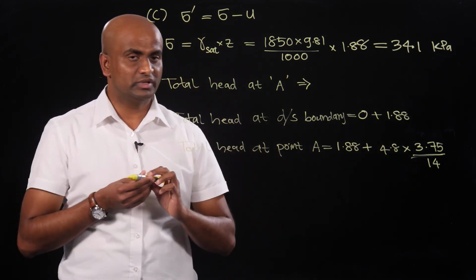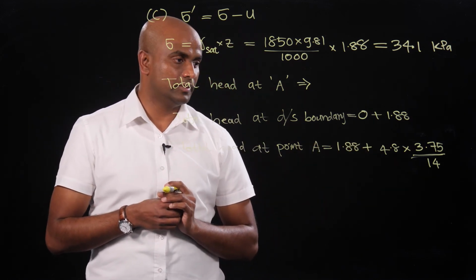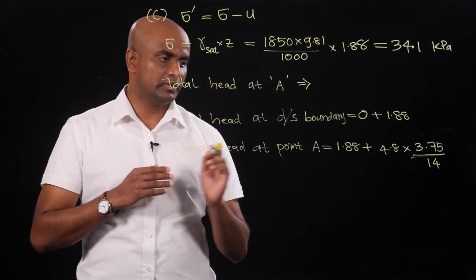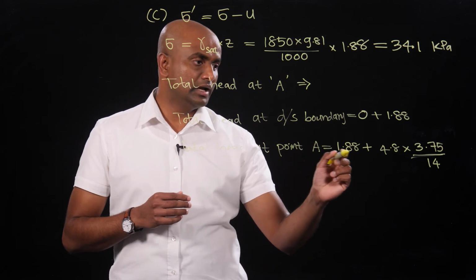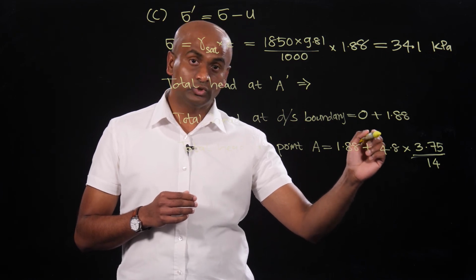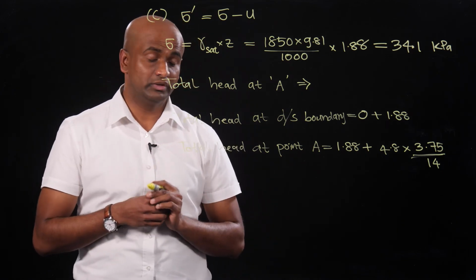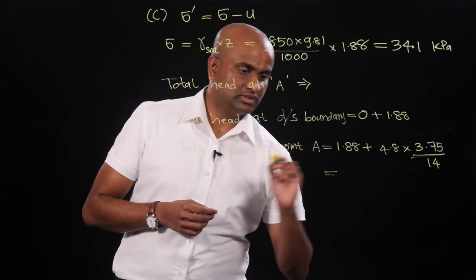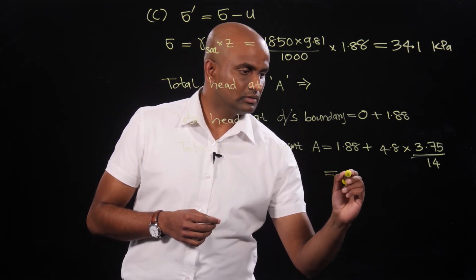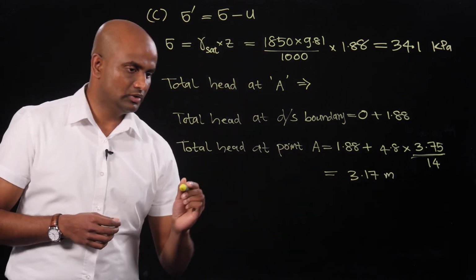Since we are calculating from the downstream side, it has to be added to the downstream total head. We could have done it the other way from the upstream side as well. You could have calculated the total head at the upstream boundary and then deducted the number of equipotential head drops to point A multiplied by the same value. That would have given you the same answer. So therefore the total head will be 3.17 meter.